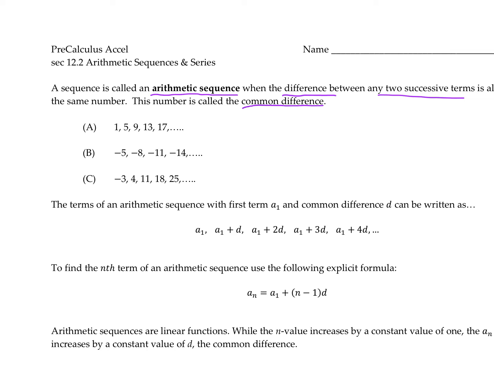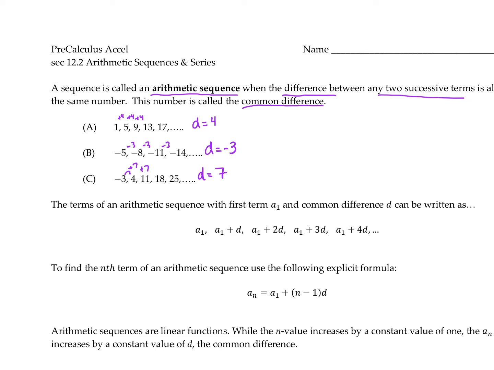So if I look at sequence A, I go 1, 5, 9, 13, 17. And I can see that every time I'm going up by 4 by adding 4, so that means my common difference is 4. Similarly in B, I can see I'm subtracting 3, subtracting 3, subtracting 3, so my common difference would be -3. And in C, I can see that I'm adding 7, so I can see that my common difference would be 7.